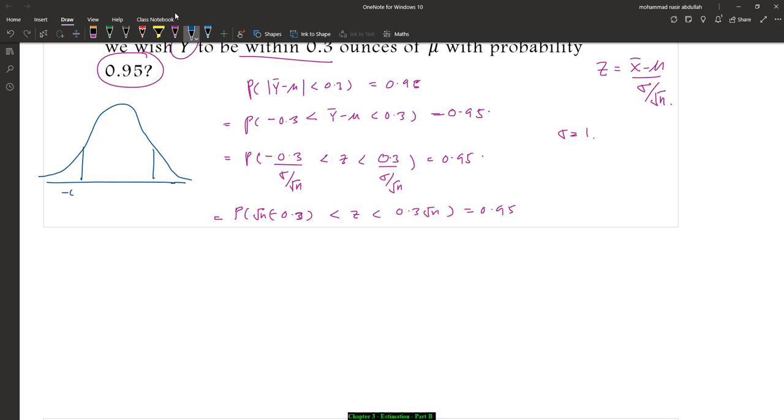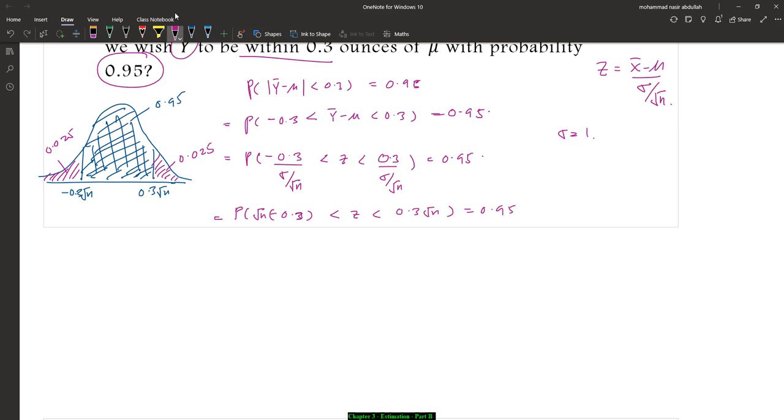This is negative 0.3 square root of n. This is 0.3 square root of n. This is the area that we want to find. This area, we already know, is 0.95. Right? We already know this area. And this area on the right is 0.025. And this area on the left is 0.025.